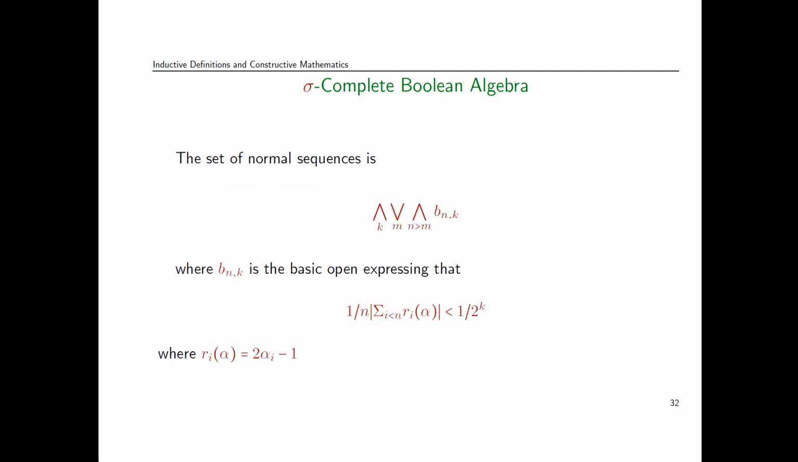A more interesting example is the set of normal sequences, so sequences such that the probability of having a 0 or a 1 is 1 over 2. That's called the normal sequence. It can be represented as a Borel subset of Cantor space, and this is represented by a formula of this form. So you get a representation of Borel subsets.